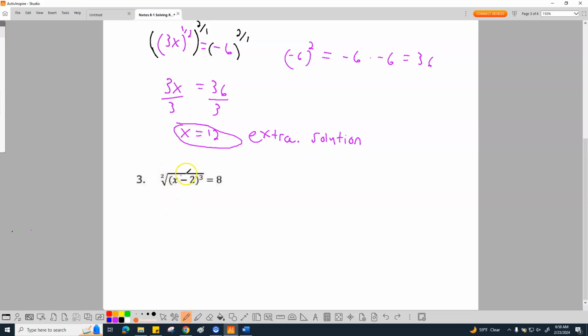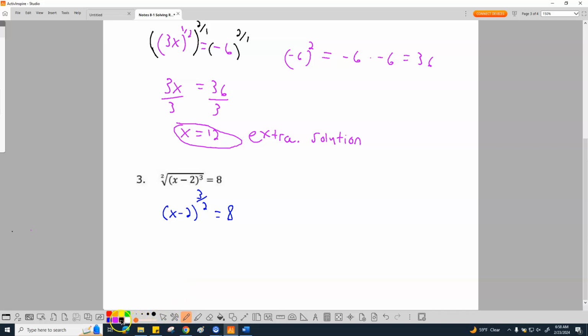I don't like operating with these radicals. I'm going to change it into this. Watch what I do. That 2 ends up being the denominator, and that 3 ends up being the numerator, equal to 8. All I did on this first step is I rewrote it, from radical form to exponent form. Mathematically, they mean the same thing, but I think as humans, this is easier to work with.